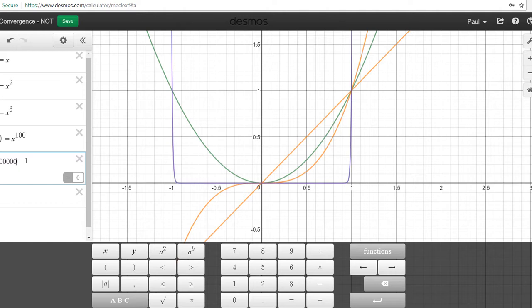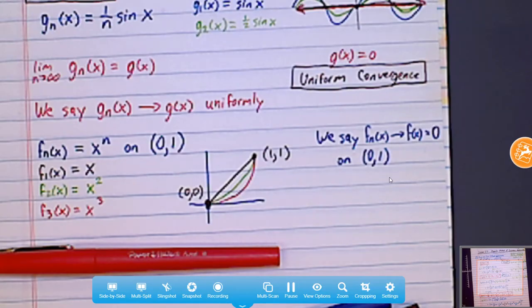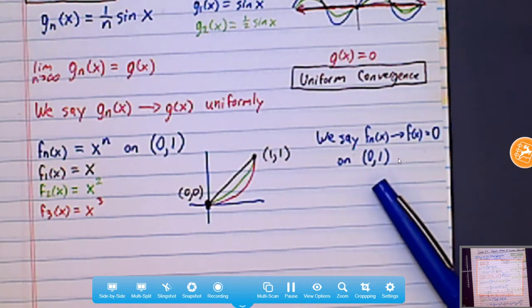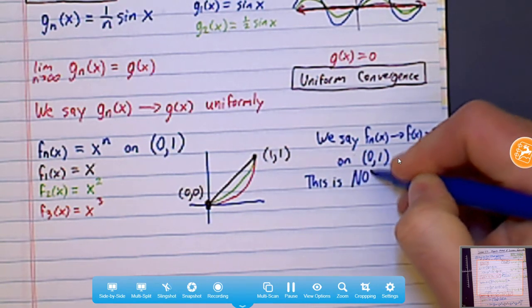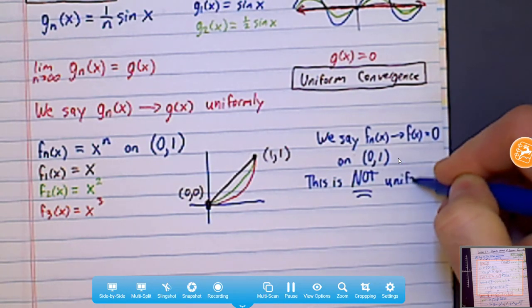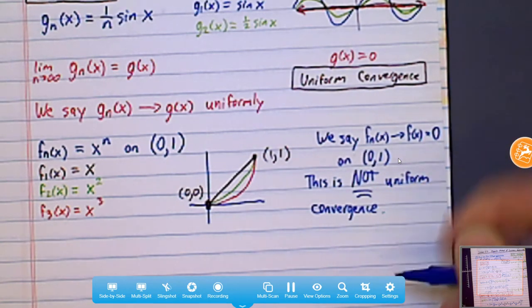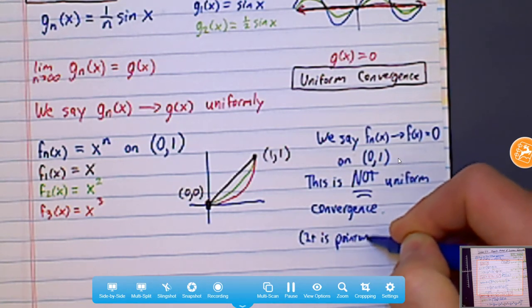That is true for any value of x. I don't care if it's 0.9999. The important thing to say here is it's true for any value of x on the open interval 0, 1. Now, this is not uniform convergence. What it is is what is called pointwise convergence.